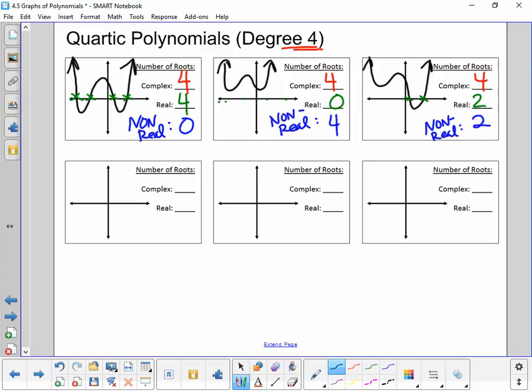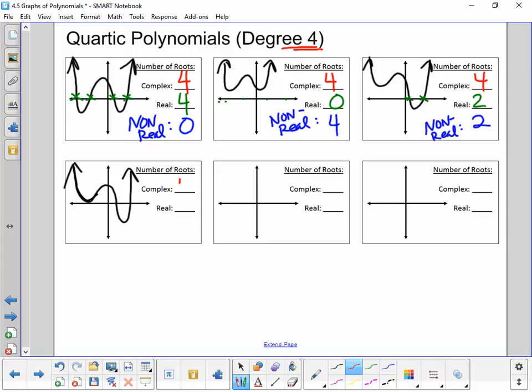Another way it might look would be with, let's see, let's do touch. Oh, I missed. And that's when you know you need to calibrate your smartboard. Here we go.